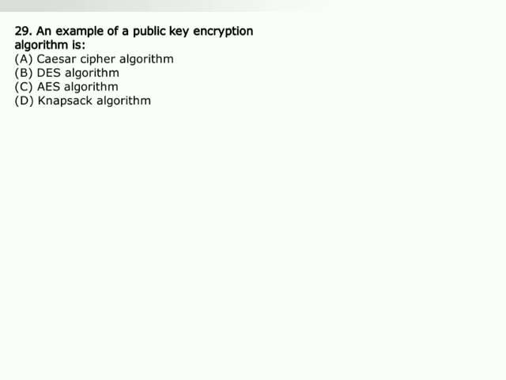Next. An example of a public key encryption algorithm is. Here the Caesar cipher is one of the simplest forms of encryption. AES and DES algorithms are symmetric key based encryption. So here all the options follow.